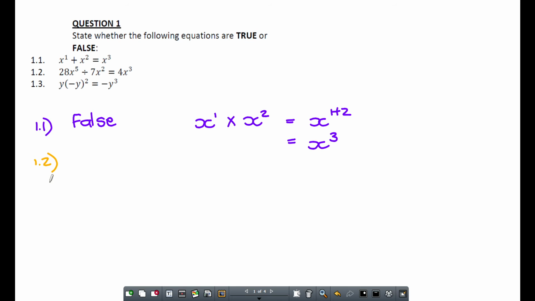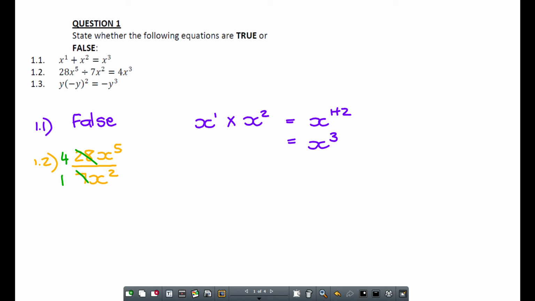1.2. 28x to the power of 5 divided by 7x to the power of 2. Now that's the same as writing it in a fraction. Now I could go and cancel out. So 7 will go into itself once, and 7 will go into 28 how many times? 4. Okay, now x to the power of 2 and x to the power of 5.